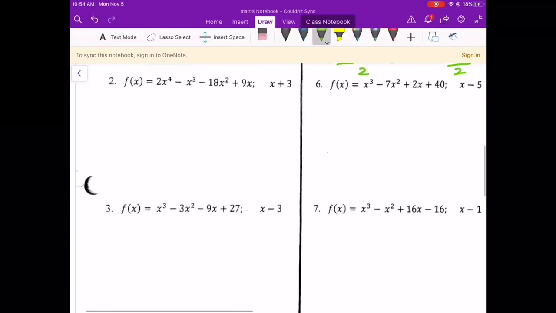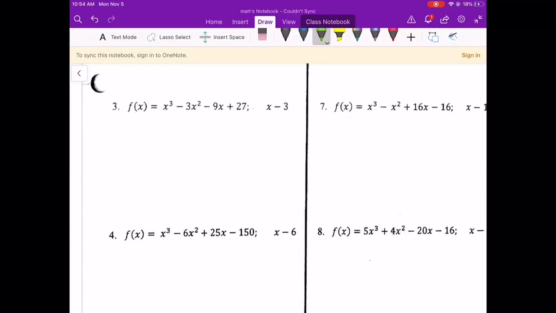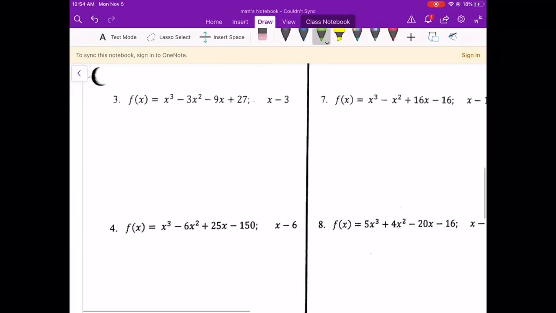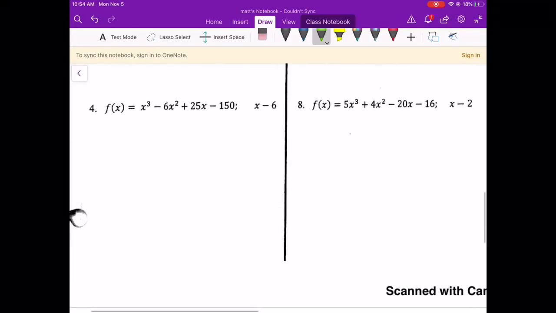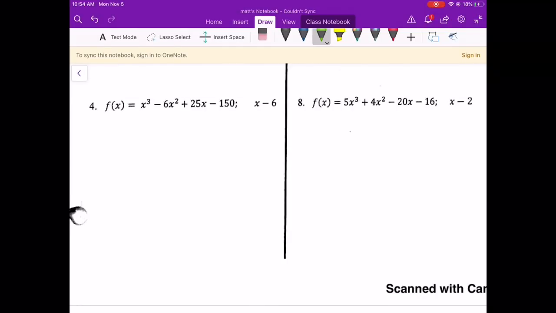We're going to slide down here to something like number 3, or I'm sorry, number 4. We'll do that so we have some different numbers involved. All right, so I've got, remember, x minus 6 indicates that I'm going to have a 6 to start with, and then again, make sure that I'm in standard form and use my coefficients only. 1, negative 6, 25, negative 150. And let's do our process.